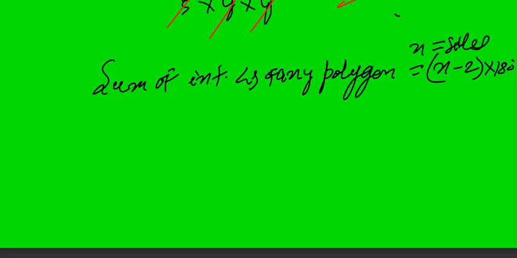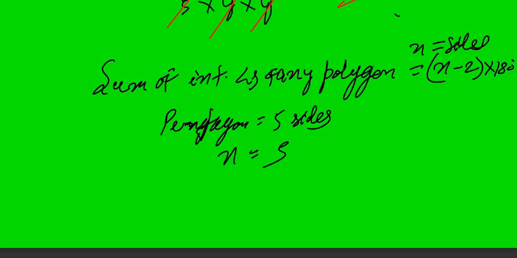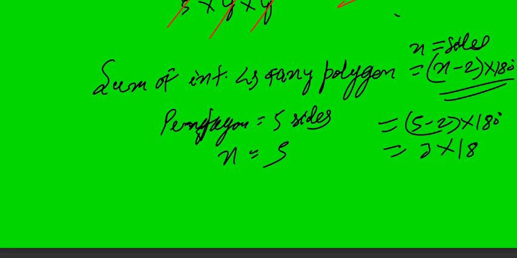So what we have is a pentagon. A pentagon has 5 sides, so I think you all know n is equal to 5. So definitely we can use the formula and we will get the solution. Therefore we write 5 minus 2 into 180 degrees, it will come 3 into 180 degrees, and 3 into 180 is 540 degrees. So the sum of interior angles in a pentagon will be 540 degrees.